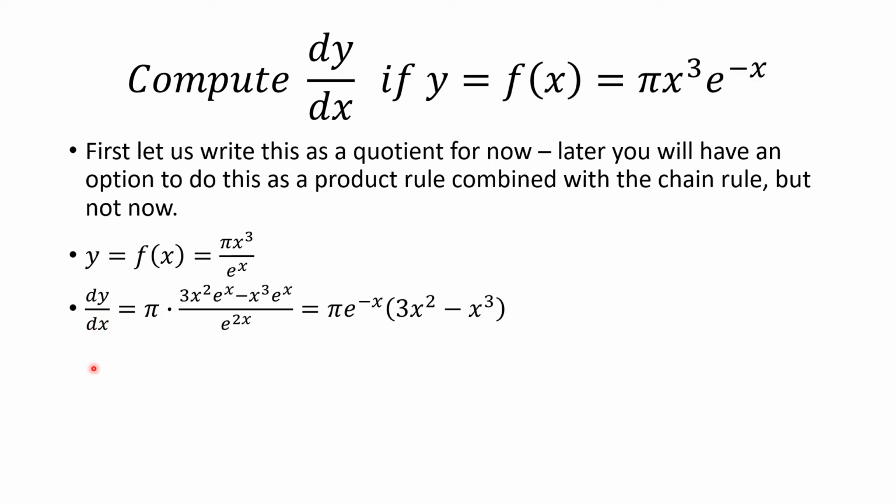So then the derivative is going to be, now when you take the derivative of a constant times a function, the constant just gets pulled through.